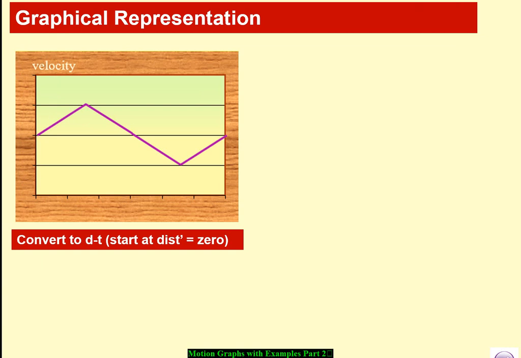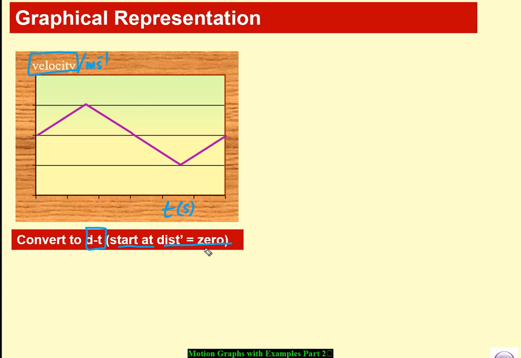Let's try to do this question now. In this question, it is given to us on the y-axis the velocity, and on the x-axis time. Let's say time is in seconds, and the velocity, let's say, is in meters per second. Now what we need to do is simply convert it into a displacement time graph, and at the starting, displacement is equal to 0.